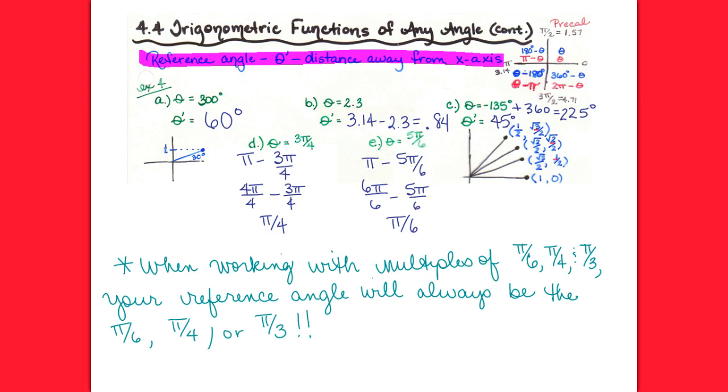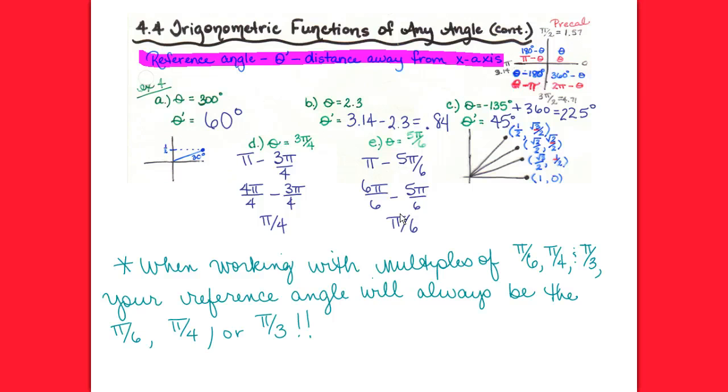Well, look at the two we just did. We had 3 pi over 4. It has a pi over 4 in it, and that ended up being its reference angle. Over here, we had 5 pi over 6. It had a pi over 6 in it. That ended up being its reference angle. So it doesn't matter if it's 23 pi over 4, pi over 4 is its reference angle. It can be negative 72 pi over 4, and pi over 4 is its reference angle.